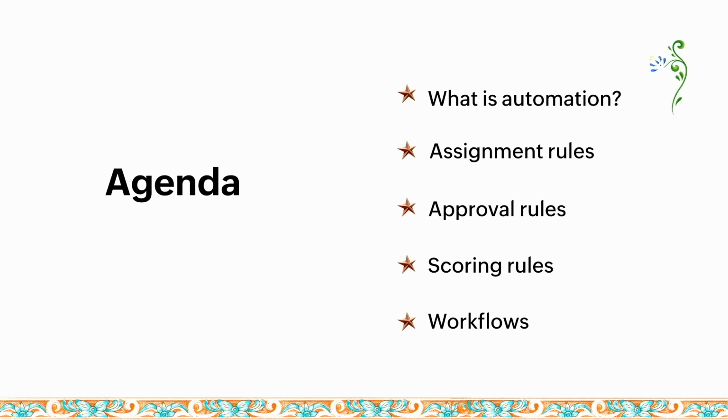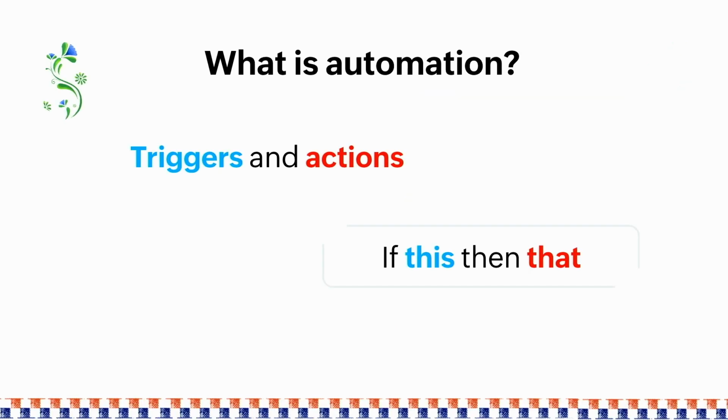And then after that, we're going to go through a few different types of automation. We're going to start with assignment rules, approval rules, scoring rules, and workflows. And if we have time, we'll take a look at blueprints too. But these tools have been proven to really optimize your processes. So let's start by understanding what automation is all about. Like I mentioned, it's a simple process. It's not really a very complex process.